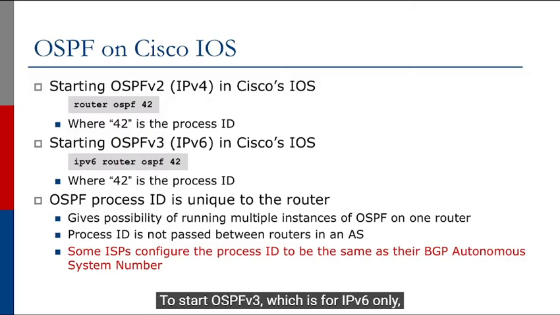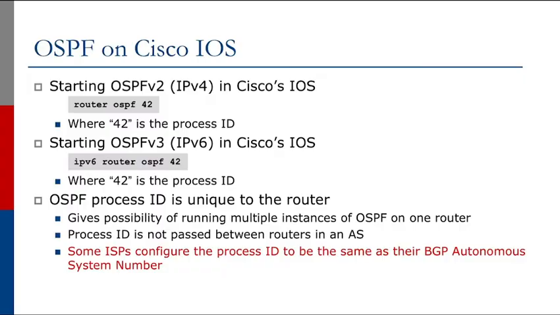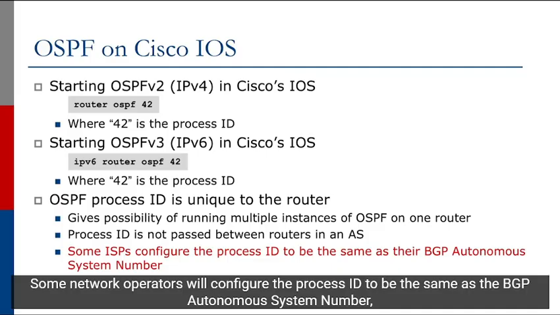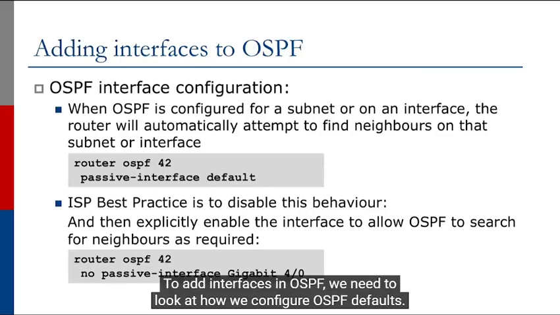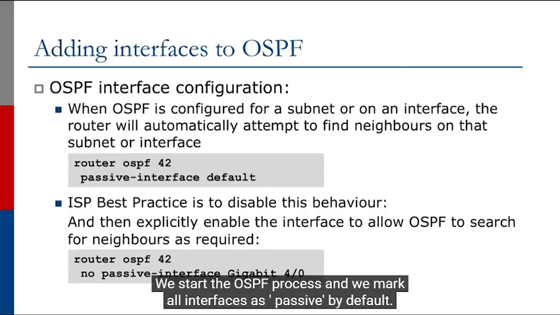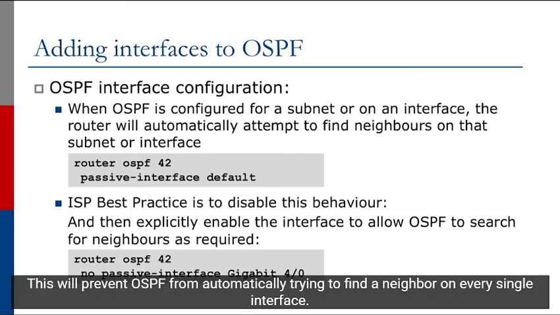To start OSPF v3, which is for IPv6 only, we do IPv6 router OSPF and then again the process ID. Some network operators will configure the process ID to be the same as the BGP autonomous system number, but indeed any number will do. To add interfaces in OSPF, we need to look at how we configure OSPF defaults. We start the OSPF process and we mark all interfaces as passive by default. This will prevent OSPF from automatically trying to find a neighbor on every single interface.